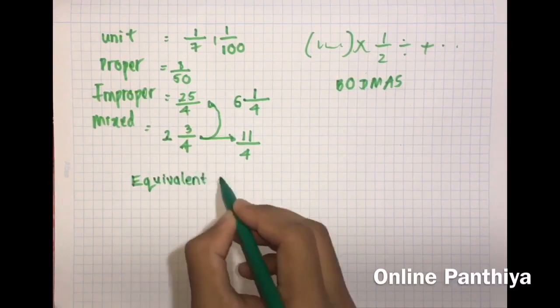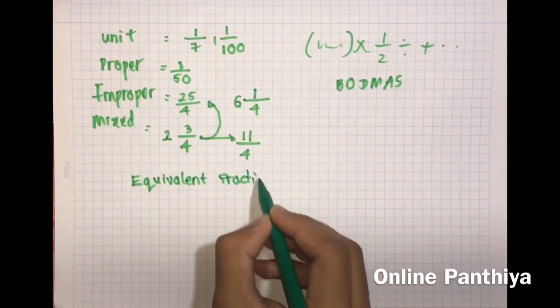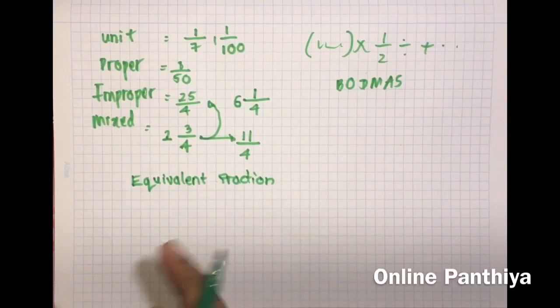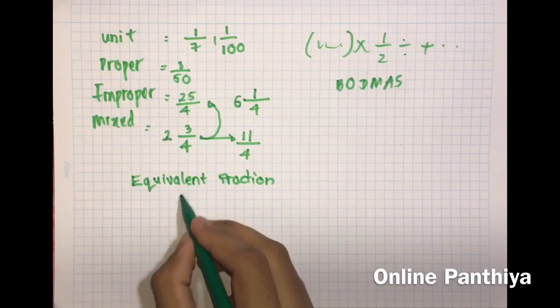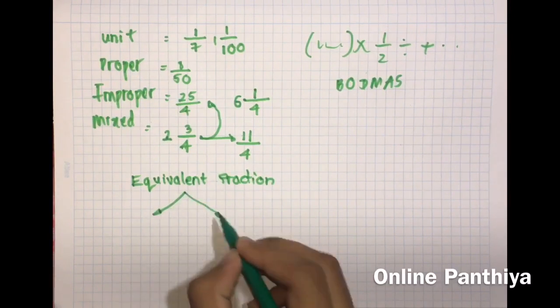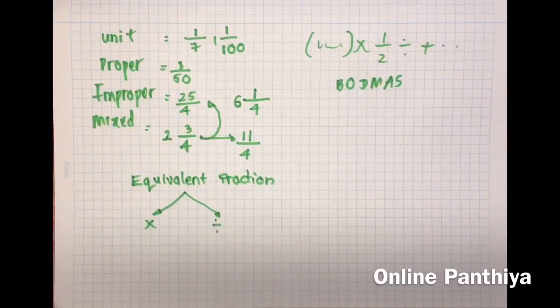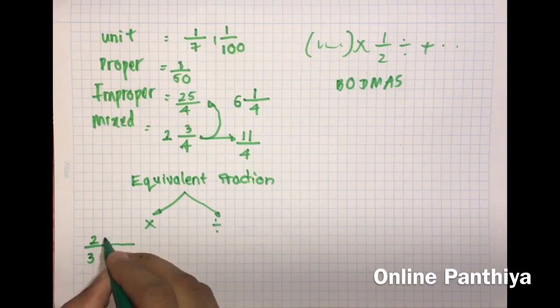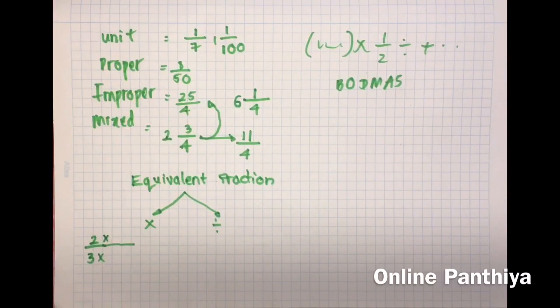Equivalent fractions. What is this about? Equivalent fraction means for a fraction you have to write another fraction which is equal in value. Okay. There are two types. One is by multiplication, one is by division. Multiplication, you can use it for anything you like. Okay. Say you have a fraction 2 over 3. So they are asking you to write an equivalent fraction. How do you write? You just have to multiply the numerator and the denominator by the same number, any number you like. So let me multiply by 4.